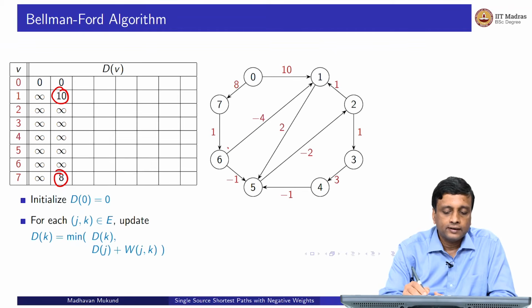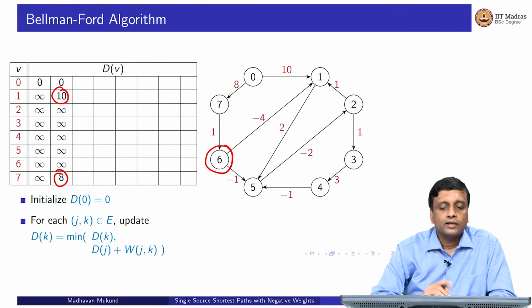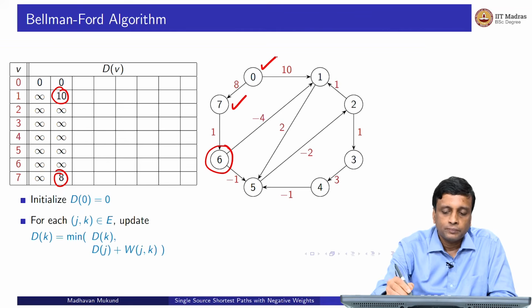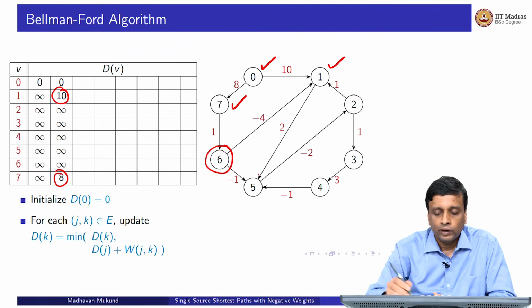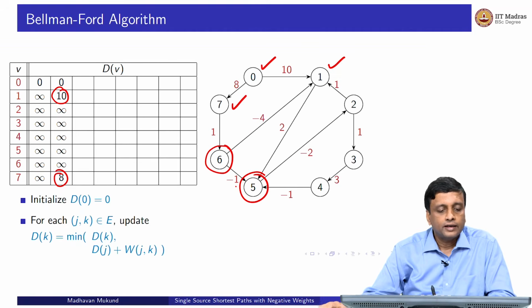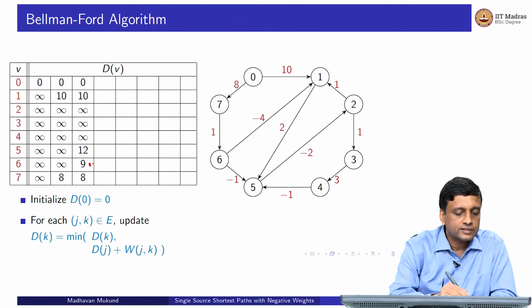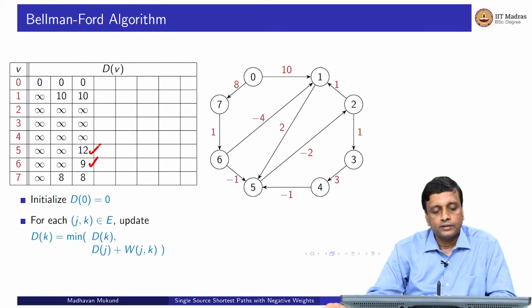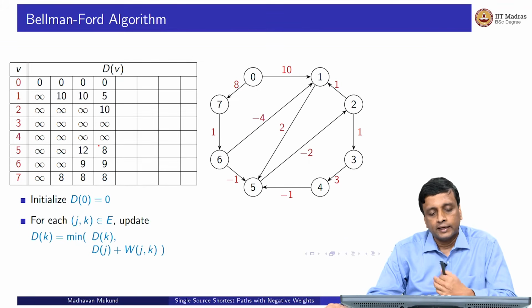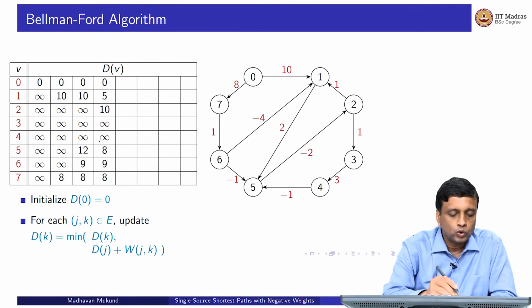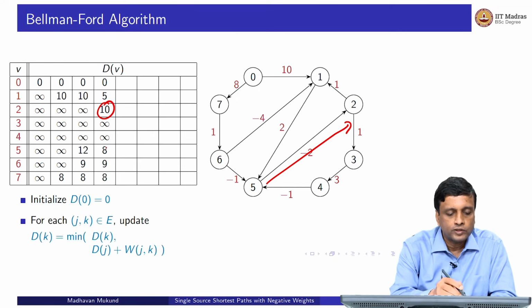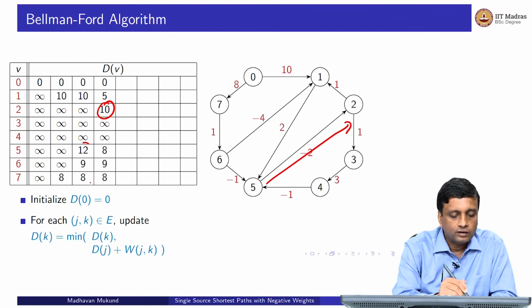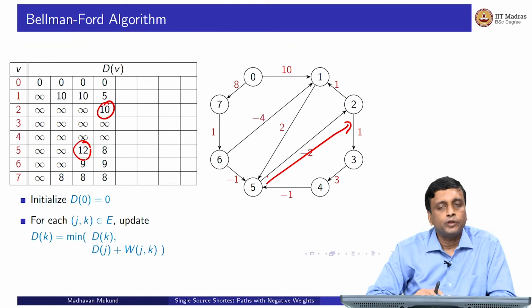Now, I know something about 7, I know something about 0, I know something about 1. So, now I can update 6, for example, from 7, and I can update 5 from 1, right, and so I get two new entries for 6 and 5, right. So, I keep doing this. Now that I know all these things, I can update once more and I will now get information about 2. I get information about 2 because I know 5. So, I know from 5 to 2. So, 5 was at distance 12 before, and 12 minus 2 is going to be 10, right.